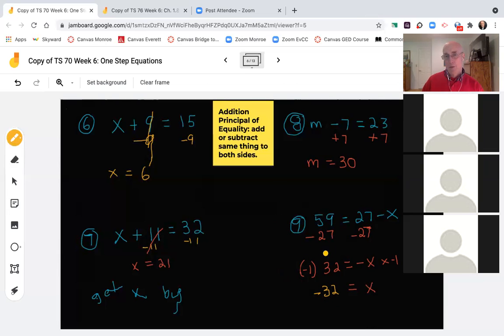So that's the solution. When you get a negative x as an answer, multiply both sides by -1, and that will get rid of the negative on the x side.